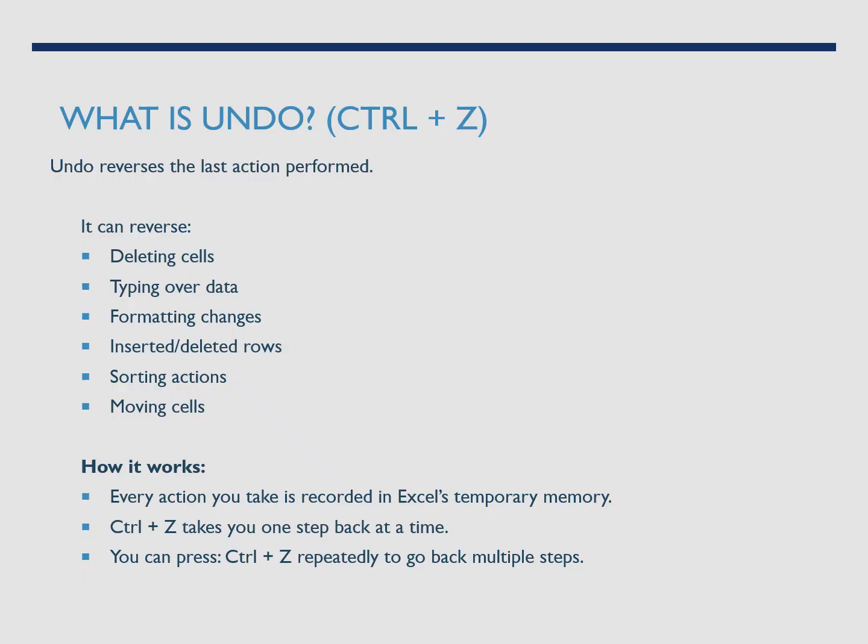Undo reverses the last action you performed. Think of it like going back in time, one step at a time. You can undo deleting cells, typing over data, formatting changes, inserted or deleted rows, sorting actions, or moving cells. Excel records your actions in temporary memory. When you press Ctrl+Z, it goes back one step. If you press it again, it goes back another step. You can keep pressing it multiple times to go back through several actions. This is extremely powerful during financial work.